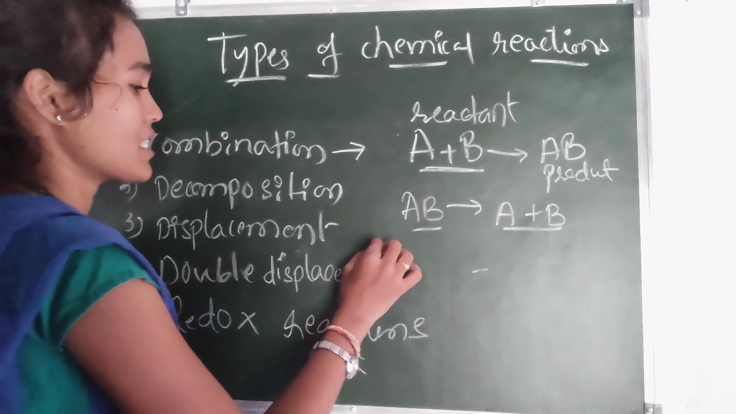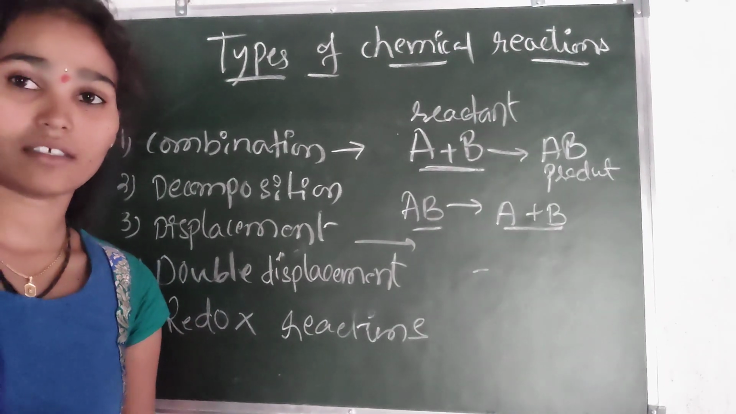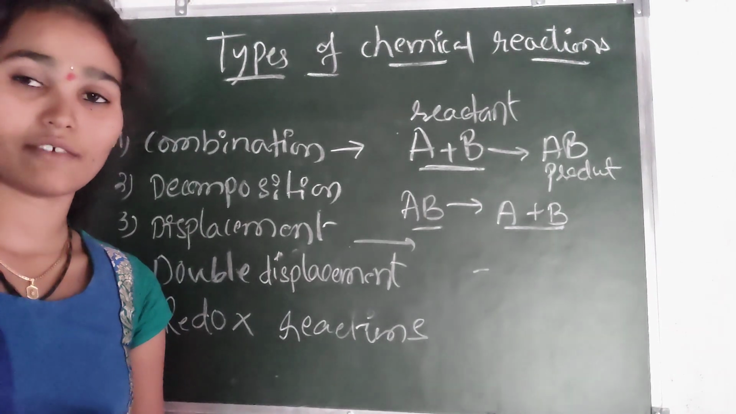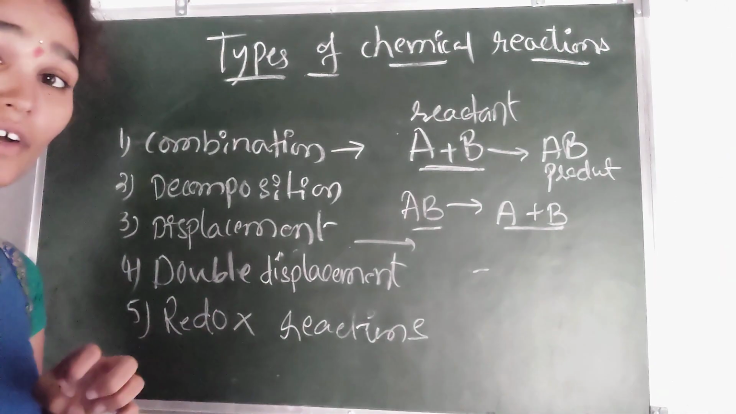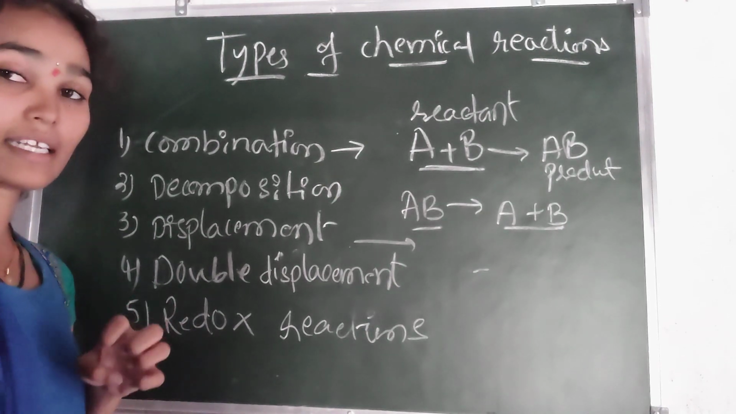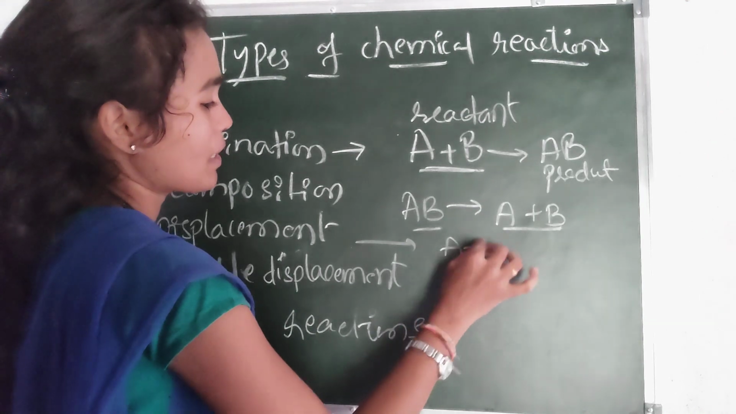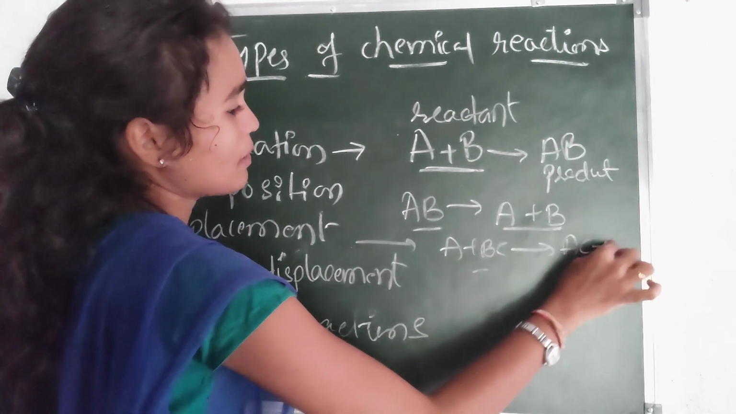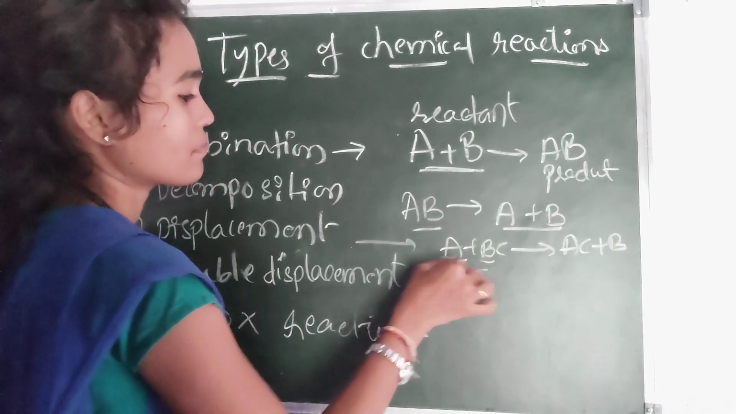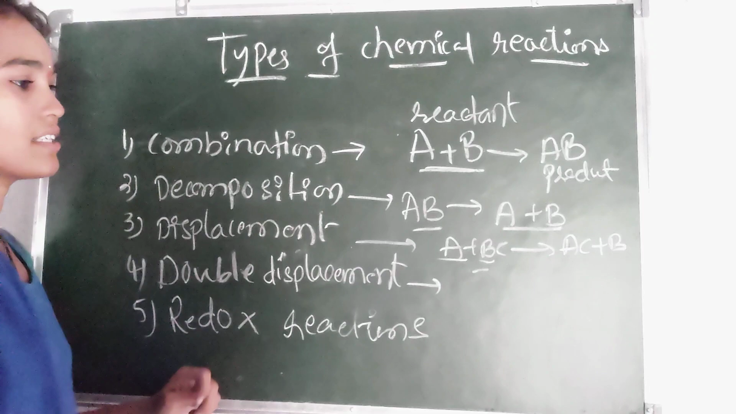So what is displacement? Here displacement means highly reactive metals will replace low reactive ones. The low reactive element is removed and the highly reactive element replaces it. So see here, A plus BC gives rise to AC plus B. Okay, single. Double means here, what is happening?